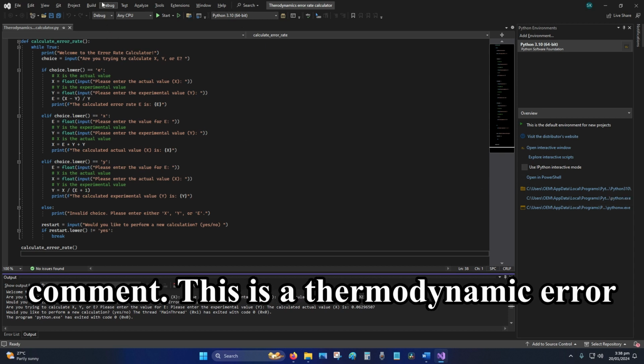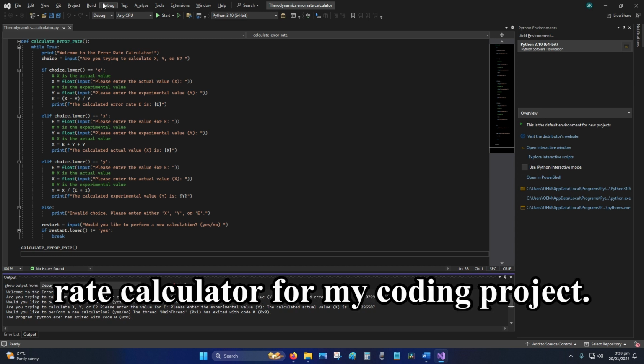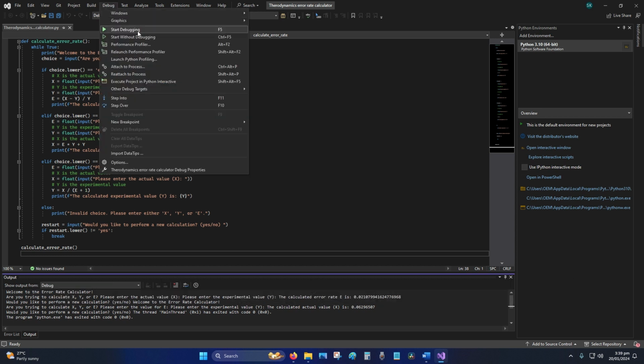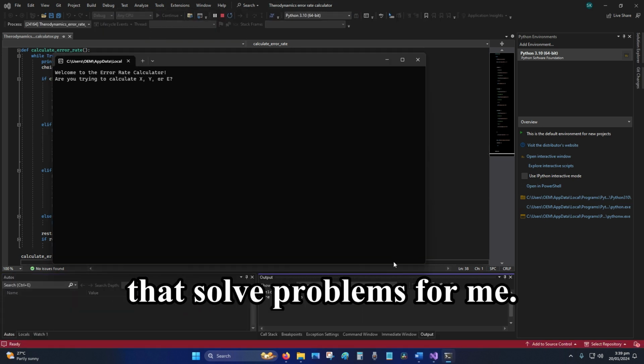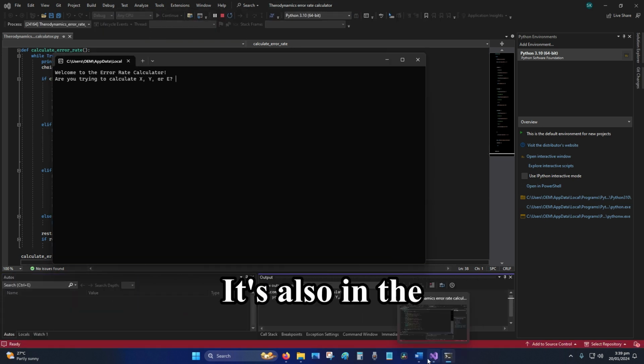This is a thermodynamic error rate calculator for my coding project. I'm just making applications that solve problems for me. It's also in the description for the GitHub code.